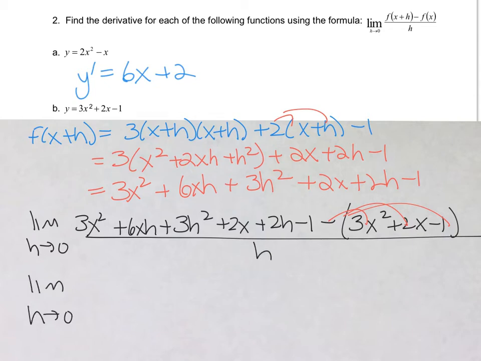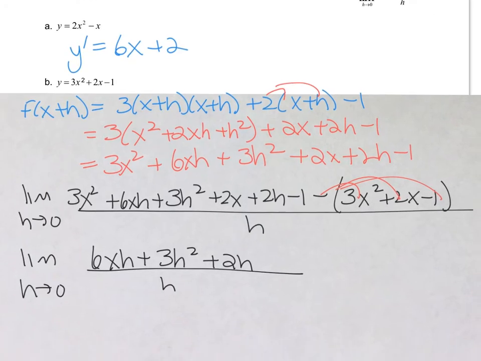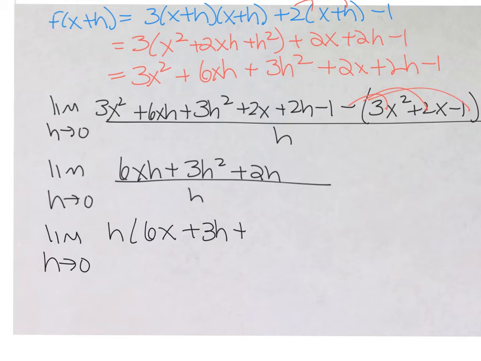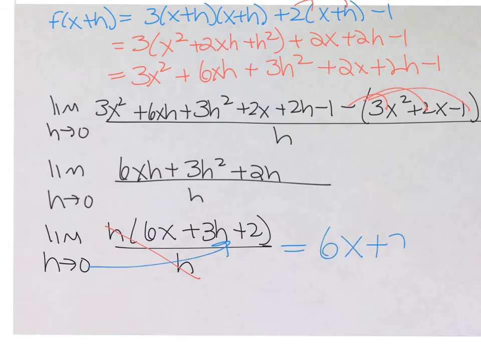So when you simplify your numerator, you should be left with 6xh plus 3h squared plus 2h. Now we can factor out an h from the numerator. Those simplify, and we're at a spot now where we can plug 0 in, and we get our derivative of 6x plus 2.